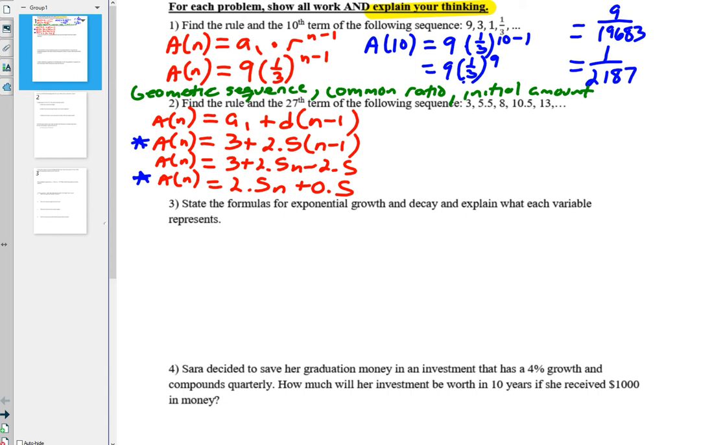The nice thing about simplifying is that you could argue that if you do simplify, that makes the second part easier. What is the 27th amount going to be? It's just going to be 2.5 times 27 plus 0.5. 54, 13, 68. Is it 68? Take that, mental math. So that's the second question.